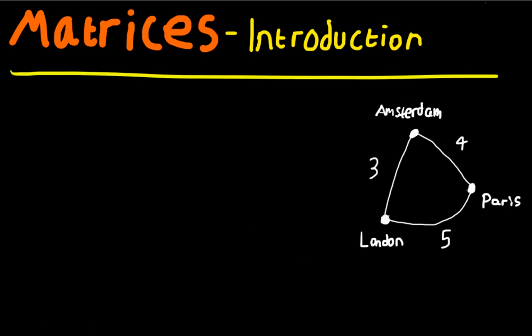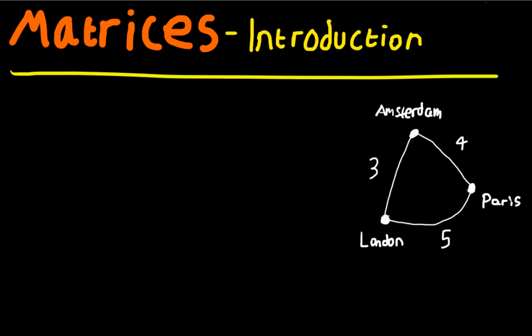So suppose we have three European cities. We've got London, Paris and Amsterdam, and we're just going to consider how we could model a table to display the flights between these cities. So we have edges between each node, we have a number displaying how many flights are offered between them, and let's just think about how we could use a matrix to model this.